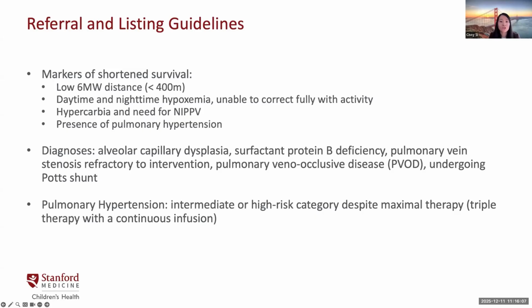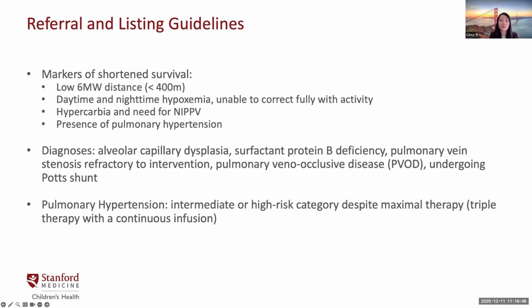There are certain diagnoses such as alveolar capillary dysplasia and surfactant protein B deficiency that we want to know about as soon as possible, given that patients with these disorders often need lung transplant early in infancy, as well as certain diagnoses such as pulmonary hypertension from pulmonary veno-occlusive disease that do not tend to respond to vasodilator therapy, and lung transplant still is the only long-term therapeutic option. At our center, we do a lung transplant evaluation for all patients undergoing reverse Potts shunt placement.